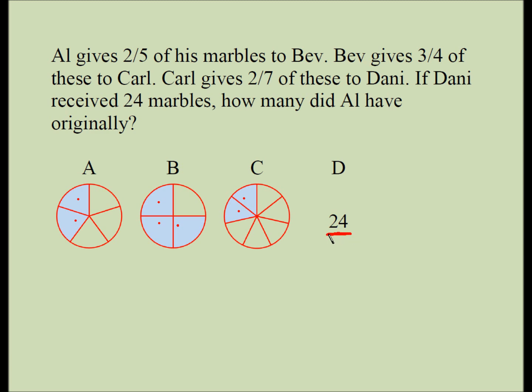24 marbles. If you read the question very carefully, you will realize that these two pie slivers have to be 24. I'm going to go over it once again. Al gave 2/5 of his marbles to Bev. Bev gave 3/4 of her marbles to Cindy. Carl, not Cindy. And Carl gave 2/7 of those marbles to Danny. So these two together should be 24, and that tells me each pie sliver should be 12.